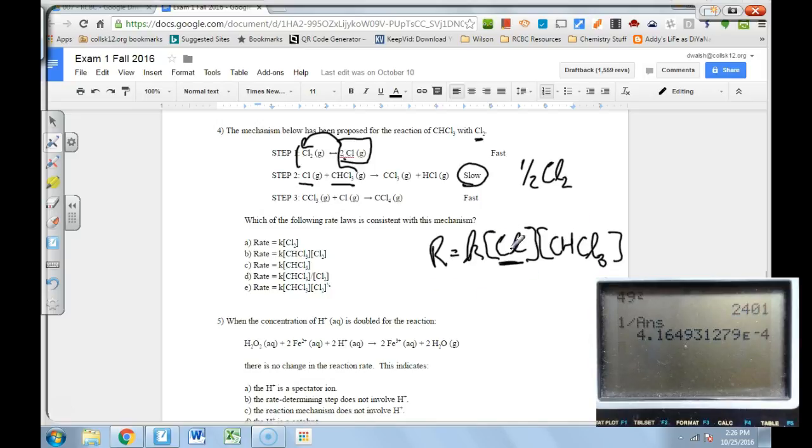Okay, so that means that this is a half a Cl2, and when we are doing that in kinetics, the stoichiometry of the Cl2 for the slow step becomes the power. Okay, so that is the answer to that question.